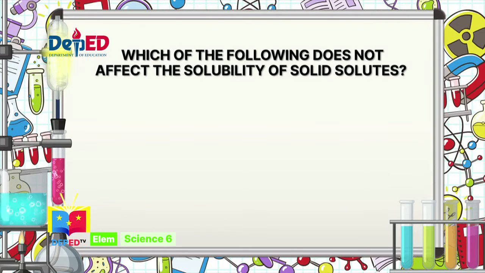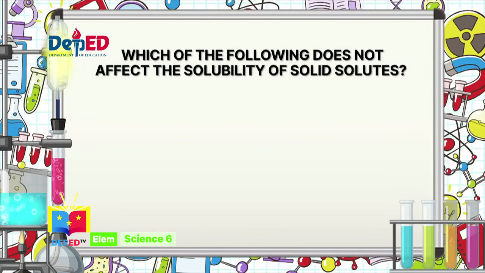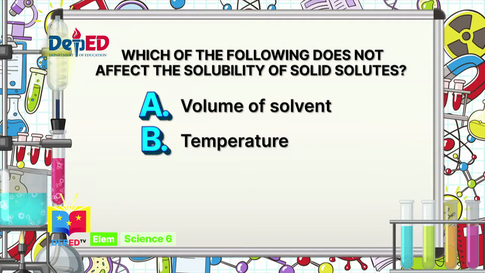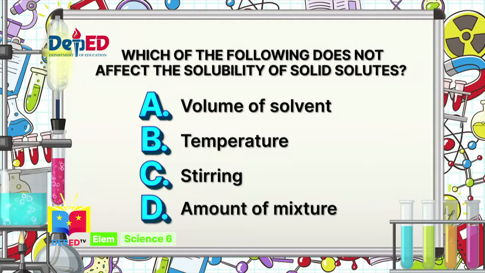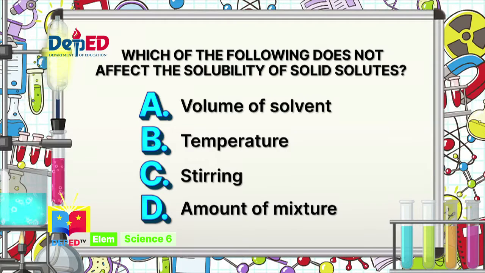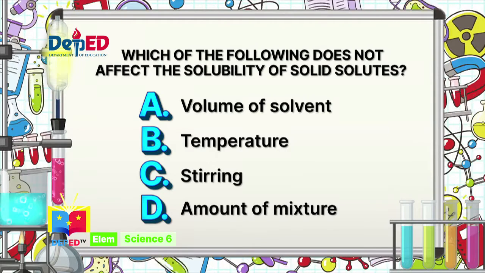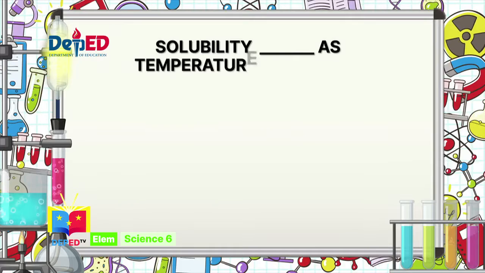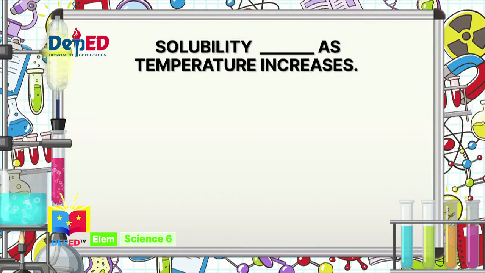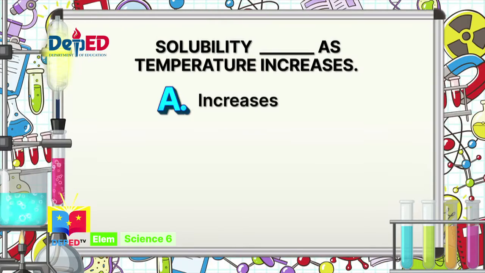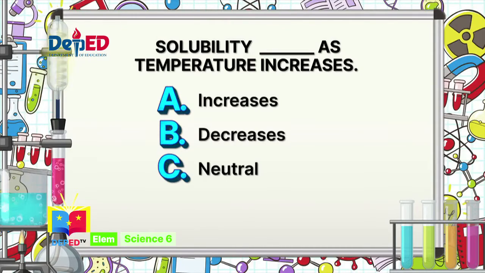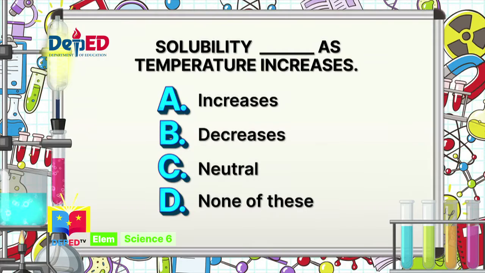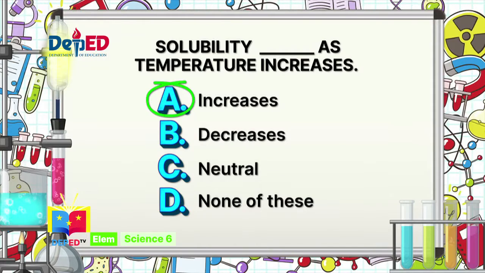Number 4. Which of the following does not affect the solubility of solid solutes? A. Volume of solvent. B. Temperature. C. Stirring. Or D. Amount of mixture. The correct answer is D. Amount of mixture. Number 5. Solubility blank as temperature increases. A. Increases. B. Decreases. C. Neutral. Or D. None of these. The correct answer is A. Increases.